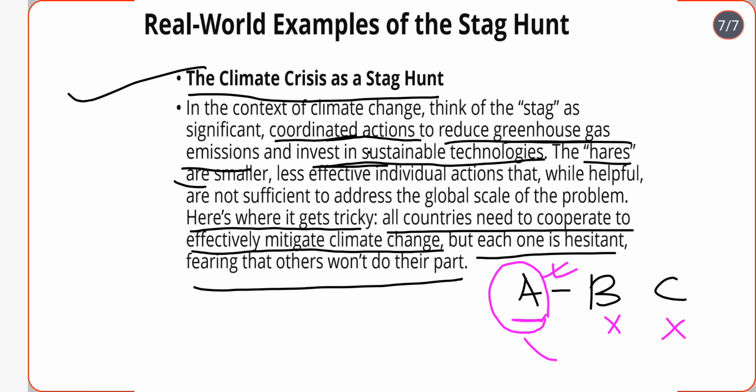So A is not able to trust B and C. Similarly, B before starting is not able to trust A and C. Similarly, C before starting the fight against climate change is not able to trust A and B. So all of the countries are not able to trust each other. So they are hesitant and they are not coordinating with each other, and they are not cooperating with each other. So eventually they are not getting the best collective outcome that is supposed to be achieved.